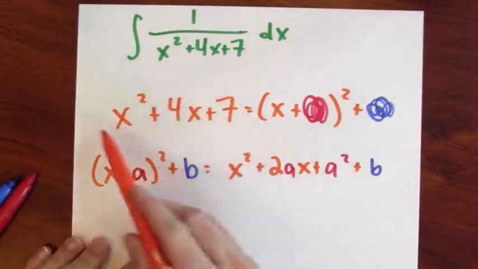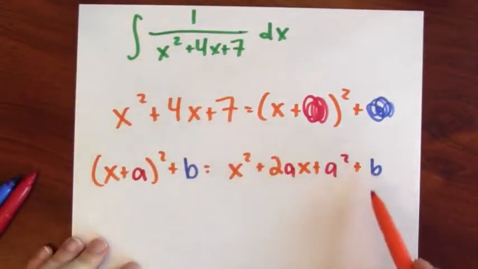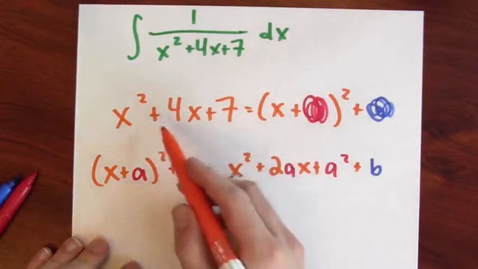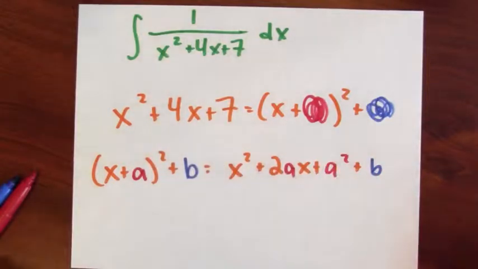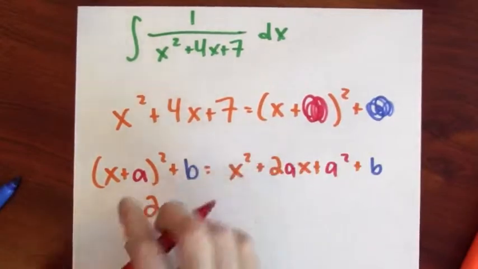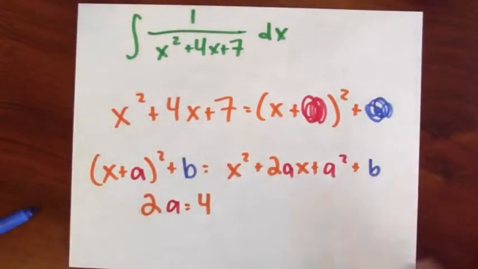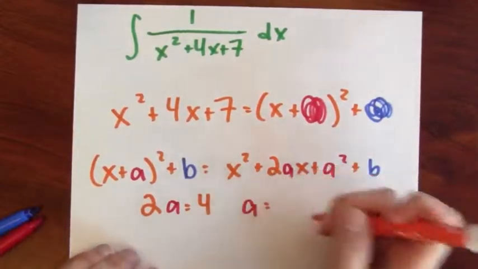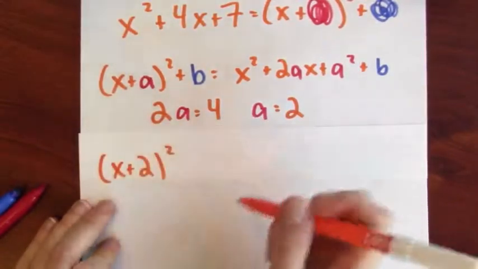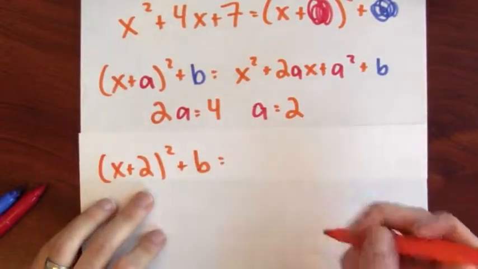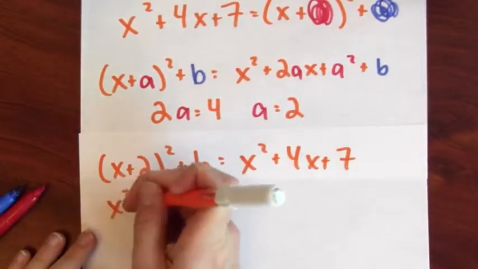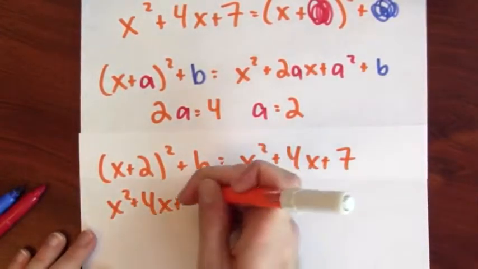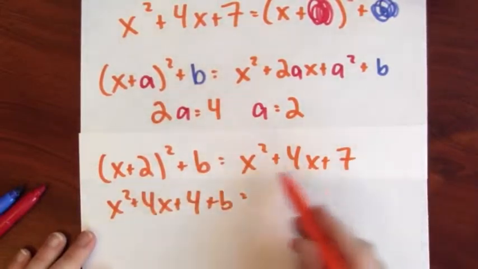So I'm trying to make this quadratic polynomial look like this. And the only term that I've got with an x here is 2ax, so this 2a should be 4, right? So let me write that down. So 2a is equal to 4, and that tells me what a is. a should be 2. I'll finish by finding b. So I've got x plus 2 squared plus some b is equal to x squared plus 4x plus 7. x plus 2 squared is x squared plus 4x plus 2 squared, which is 4, plus b is supposed to be equal to this.